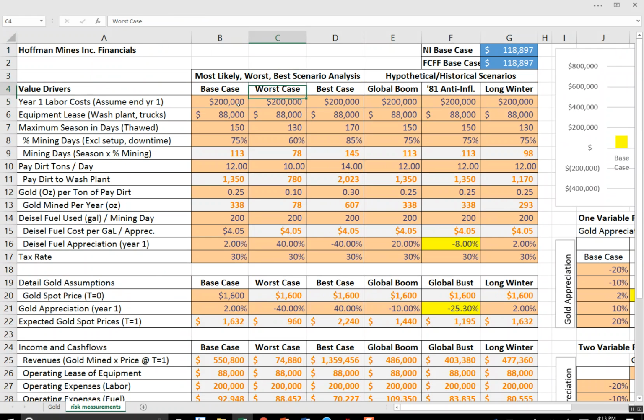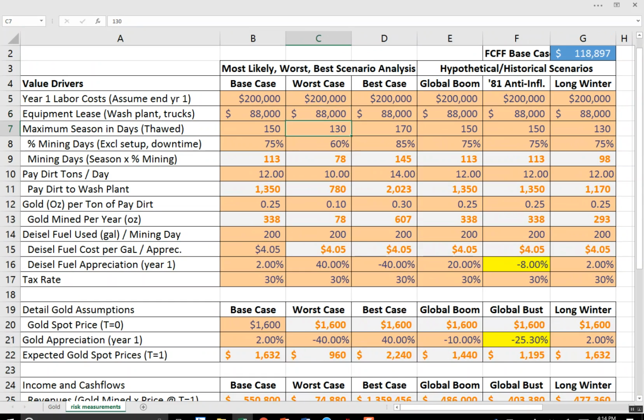For my worst case and the best case, this would be based on, say, your years of working at the gold mine, or at least your years of watching Discovery Channel gold mines. And what you say is, well, some of the bad outcomes. What's the worst case? In this example, let's assume that labor is locked in and equipment lease is locked in. So what's the worst case after you've locked that in? Well, worst case is the season is much shorter. Maybe the ground is frozen too long. And maybe because of, say, equipment failures and other reasons, you even mine less days. So maybe you only wind up mining 78 days versus a base case of 113.